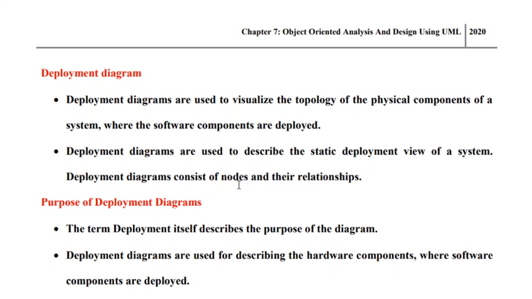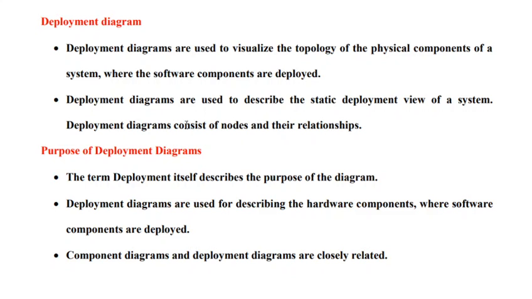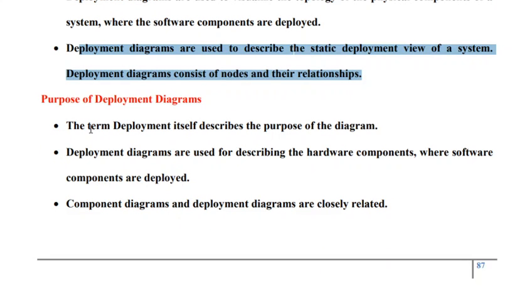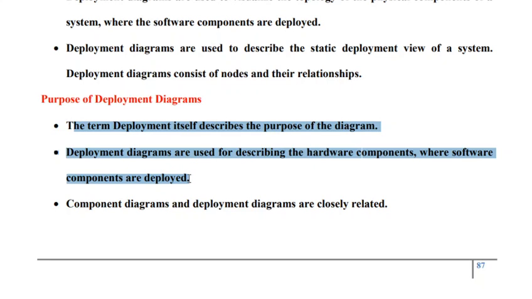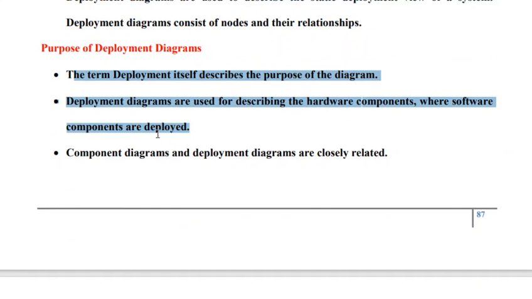So what we've learned is what a deployment diagram is. A deployment diagram aims at visualizing the topology of the physical components that are there in the system, that is, the location where the software components will be deployed. Deployment diagrams are used to describe the static deployment view of a system. A deployment diagram consists of nodes and their relationships, right? So it tries to specify the deployment point, where the software components of the system will be deployed, in which portion of the hardware, right? So component diagrams and deployment diagrams are closely related, but a component diagram identifies only the components, whereas a deployment diagram identifies the components as well as the location.